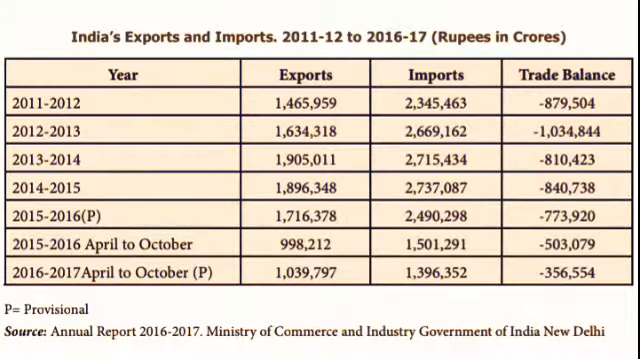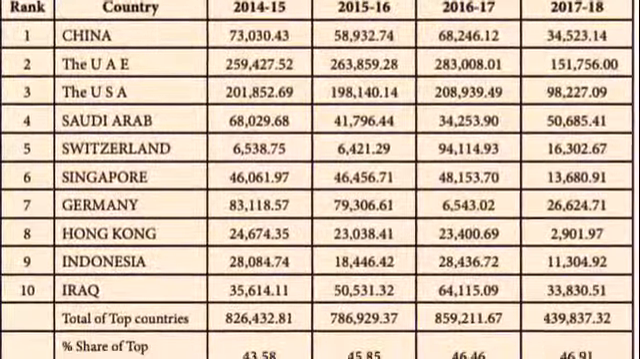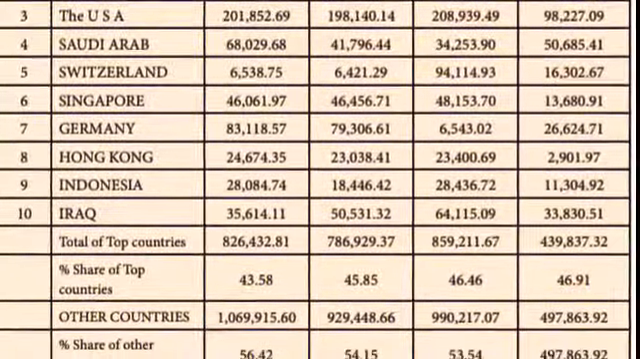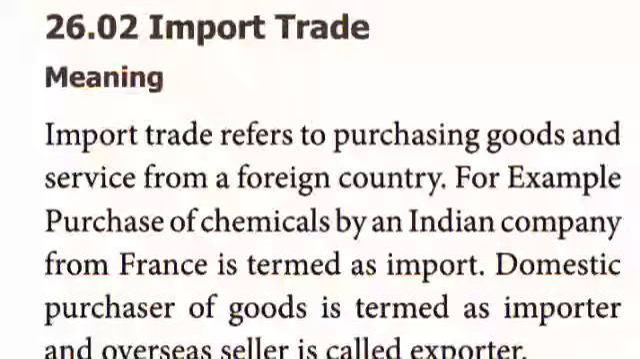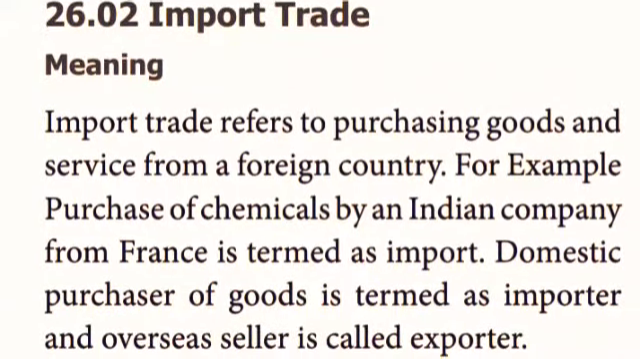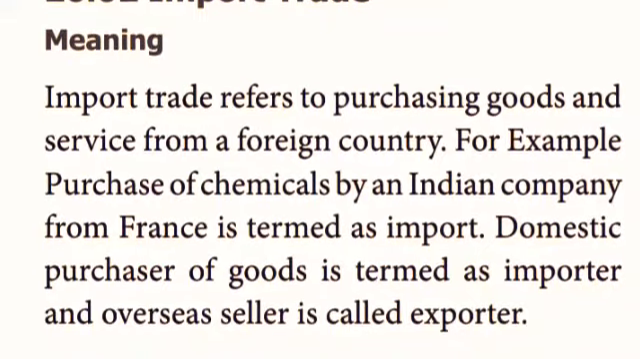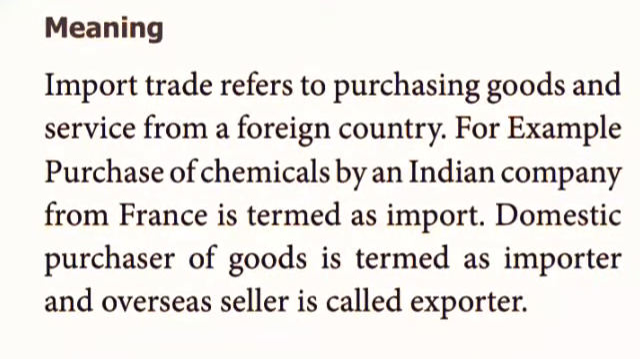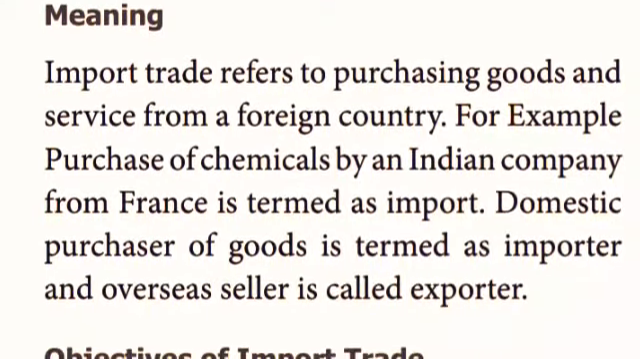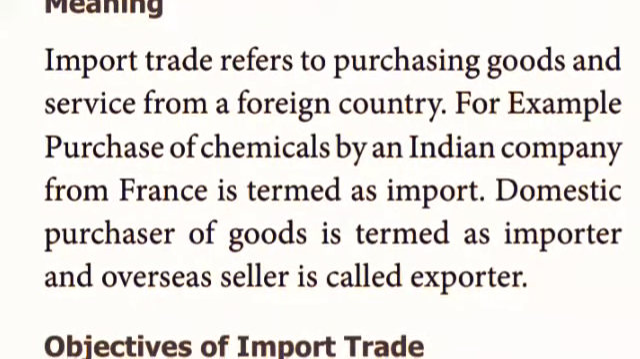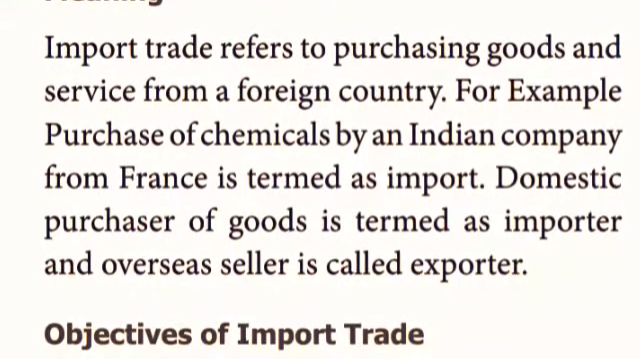In your textbook, page number 273, India's export and import. See your table column, page number 273, children. India's major trading partners, you also have to read it. Next one, import trade. Already I told what is the meaning of import. Let's see the meaning. Import trade refers to purchasing goods and services from a foreign country. We are getting the goods from a foreign country. That transaction is called import trade.